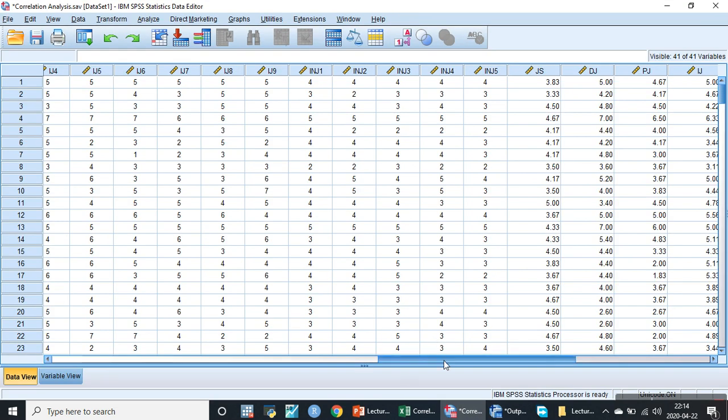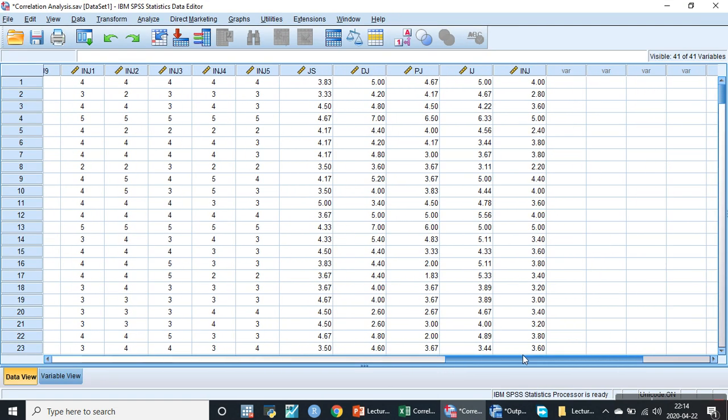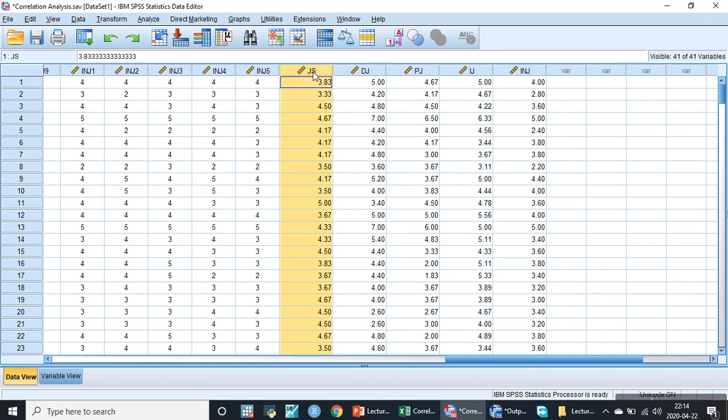All of the five variables represent the mean value of the variable. This column indicates the mean value of job satisfaction. This indicates the mean value of distributive justice. This indicates the mean value of procedural justice. This indicates the mean value of all of the questions of interactive justice. This column indicates the mean value of all of the questions of informational justice.